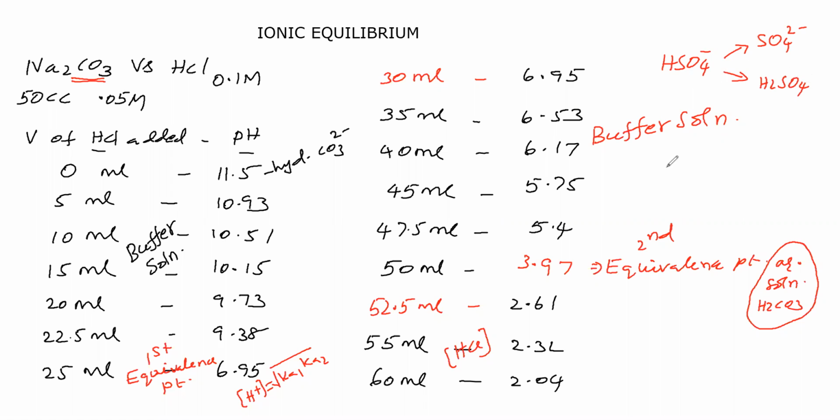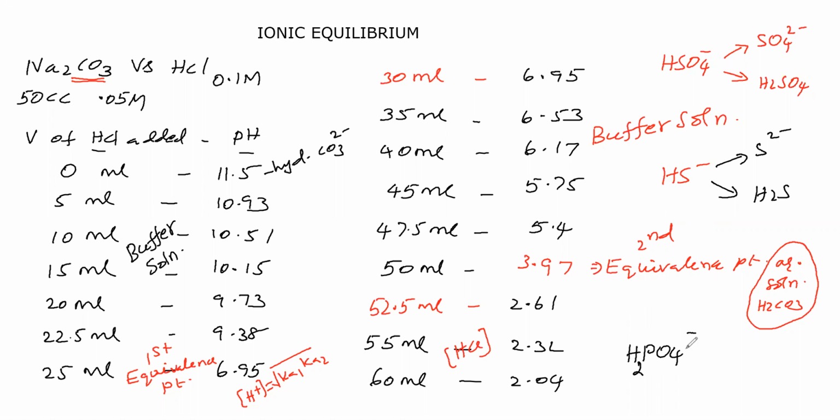Then we'll see another example: HS minus, bisulfide. It will act as an acid by giving H plus, therefore it becomes sulfide. It will act as a base by taking H plus and becoming H2S. Therefore it is ambident. Now I will take another one: HPO4 2 minus.